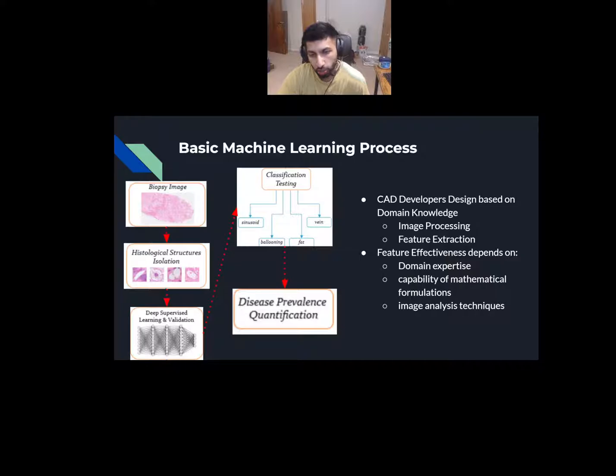In the paper, when they were using conventional machine learning methods, the design was based upon domain knowledge for image processing and feature extraction. So essentially, breaking down the image and getting the right features for the model. Feature effectiveness was again dependent on domain knowledge, the capability of mathematical formulations, and image analysis techniques such as making the image brighter, segmenting the picture, or changing the background.